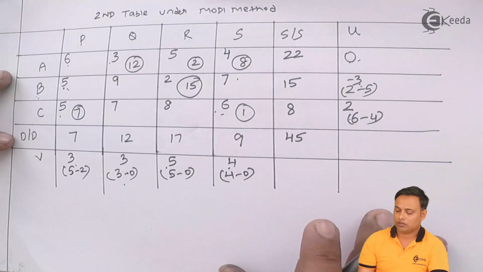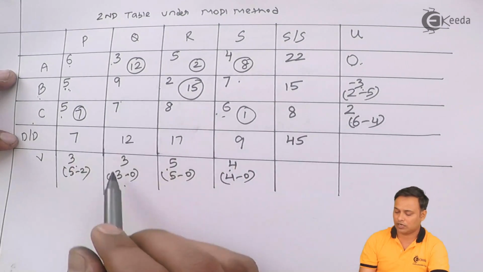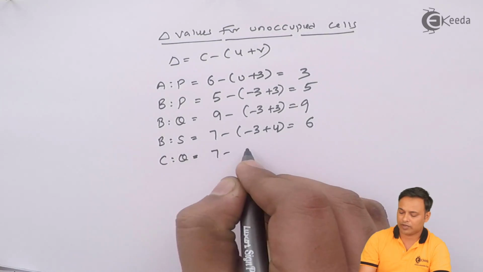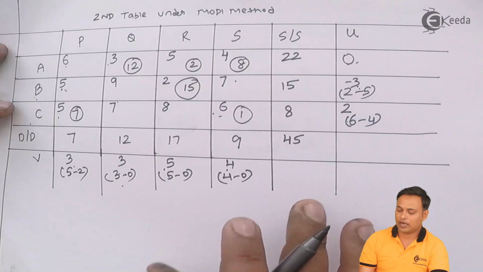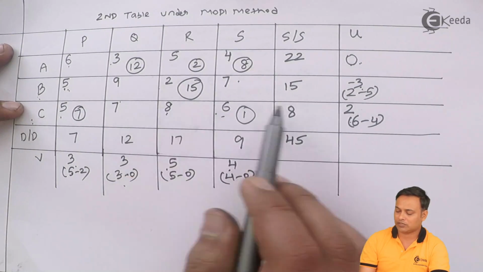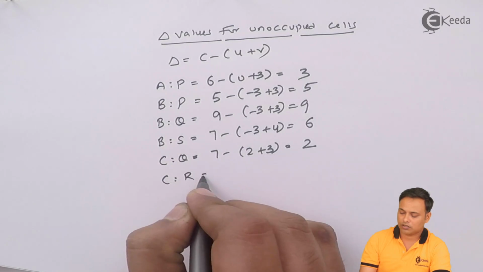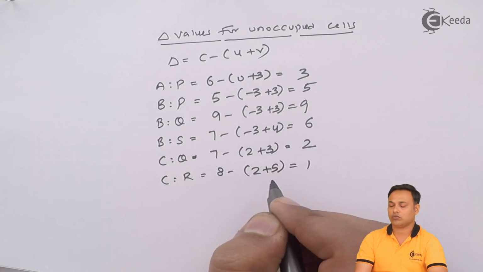Then we have CQ, cost is 7. 7 minus 2 plus 3. So at CQ we have cost 7 minus 2 plus 3, which comes to 2. And last we have CR, where the cost is 8. 8 minus 2 plus 5, which comes to 1.